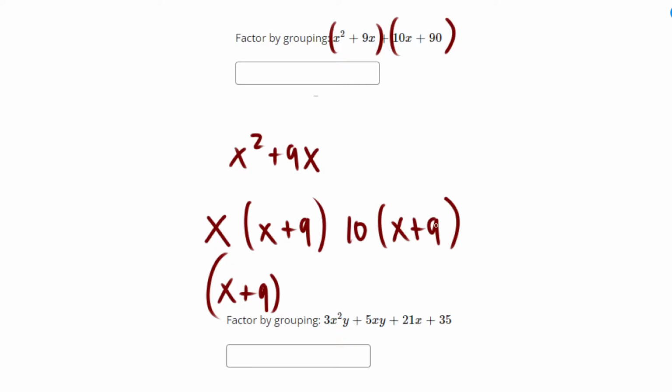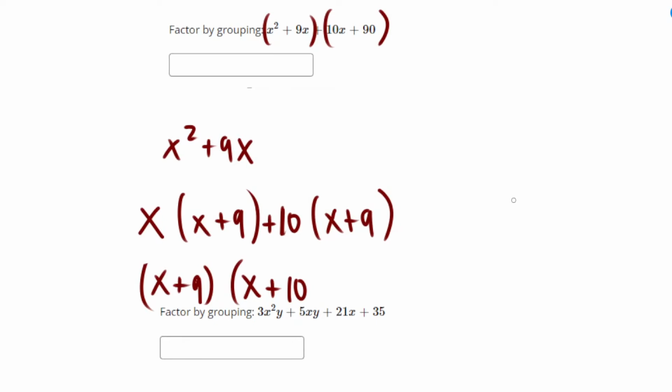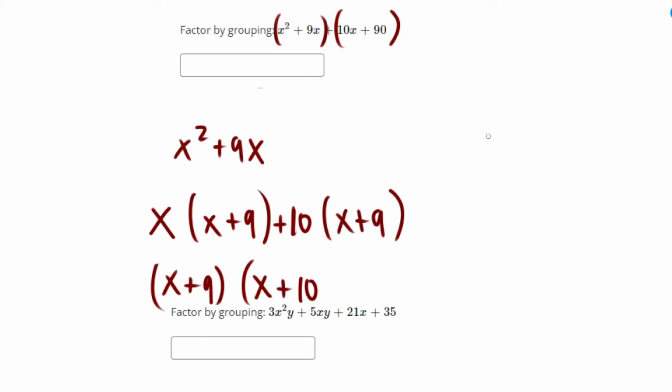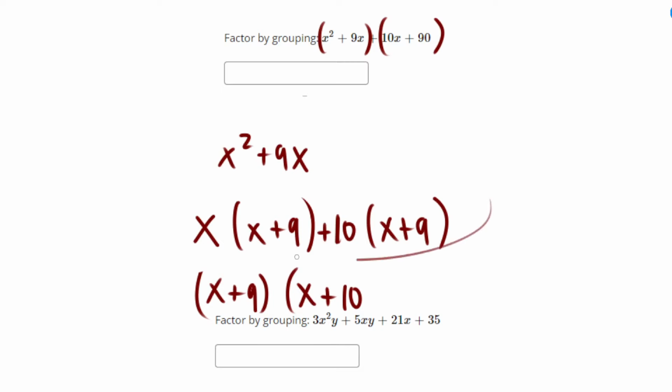and we want to also take this x here and this 10, and we'll do x plus 10. Because this is a positive 10. Essentially what we're doing is we're basically just dividing this whole statement by x plus 9. And we took it out. We took out another greatest common factor. The greatest common factor of this statement is x plus 9, leaving us with x plus 10.